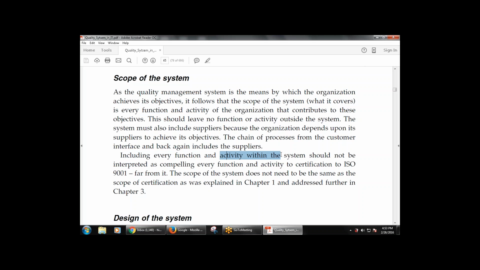Including every function and activity within the system should not be interpreted as compiling every function, that is, requiring each and every function to be certified to the ISO standard. That means the scope is very demanding, since the quality management system is used to define whether quality and the objectives are achieved.